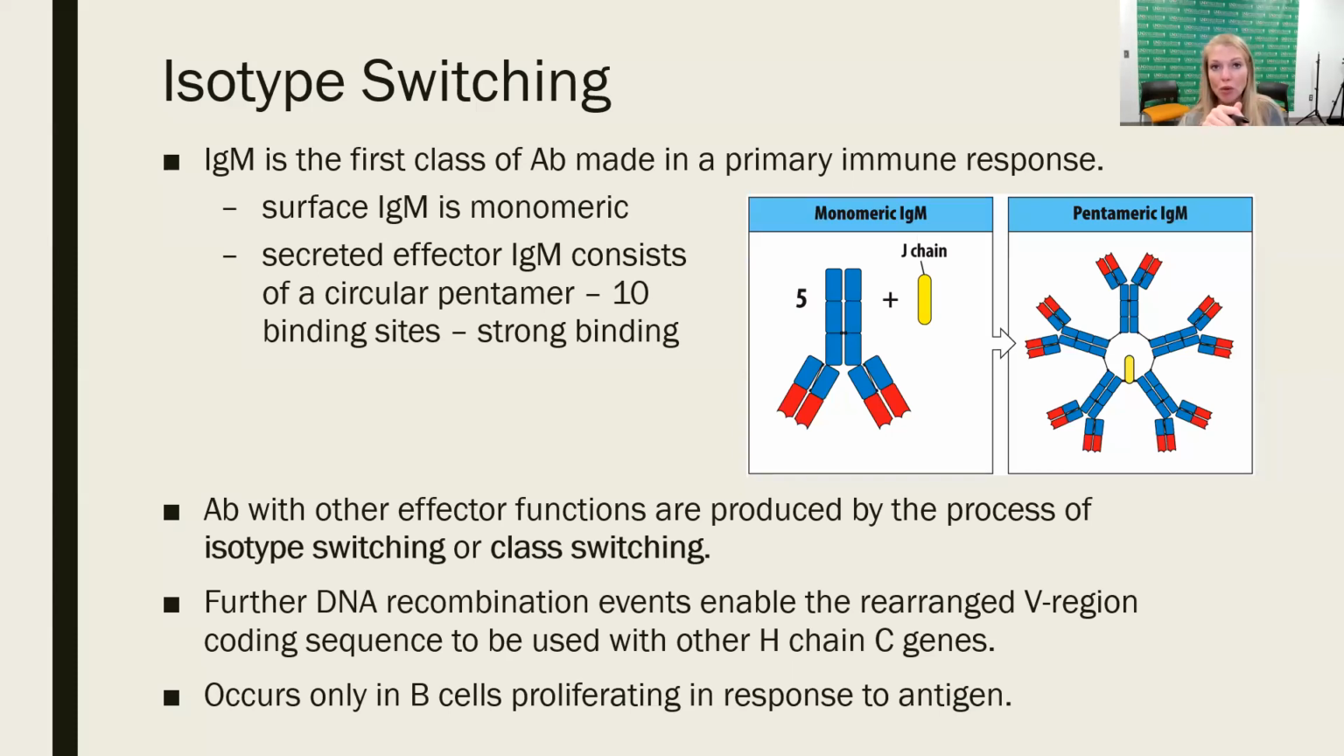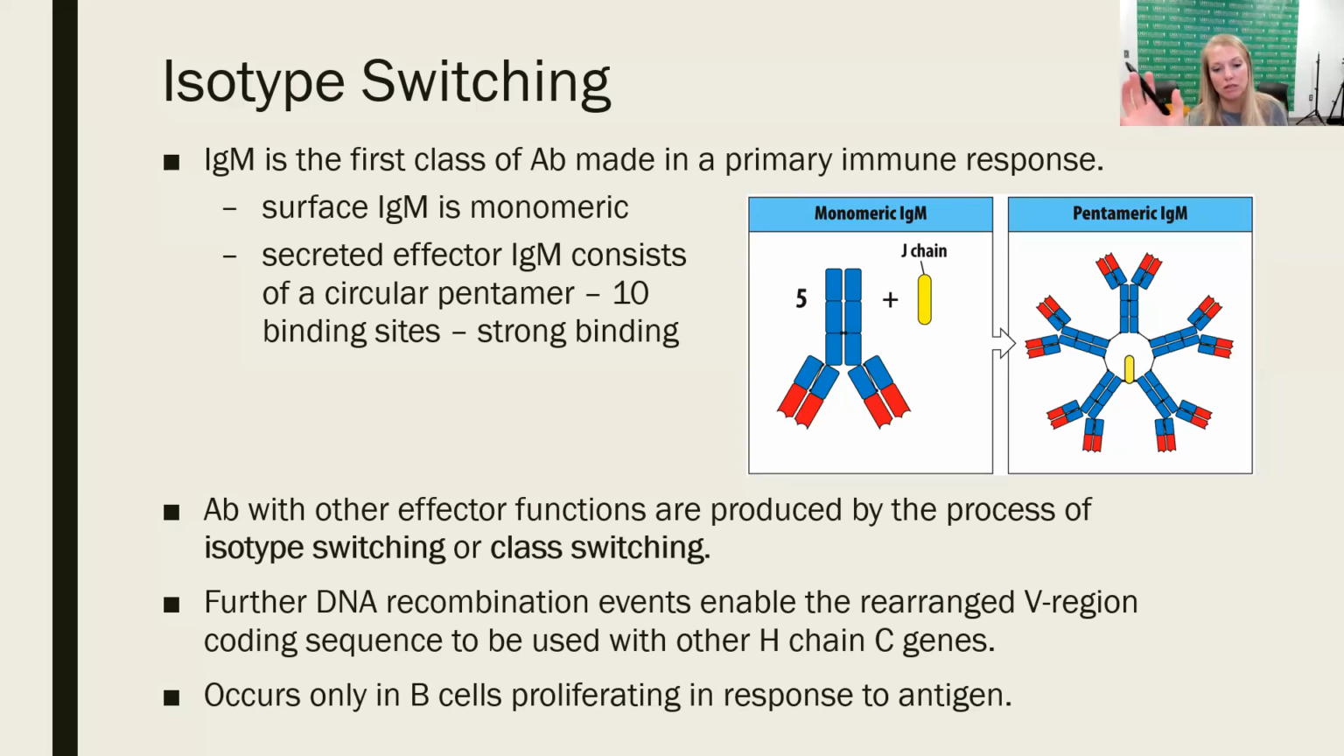Now, this is only going to occur in B cells that have been exposed to antigen. So your naive B cells are only going to have IgM and IgD on their surface, but once they get exposed, then that will initiate isotype switching.